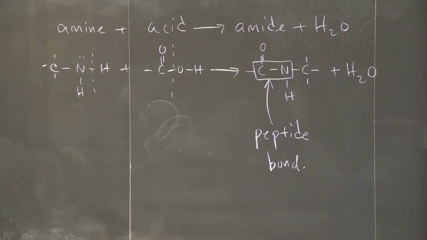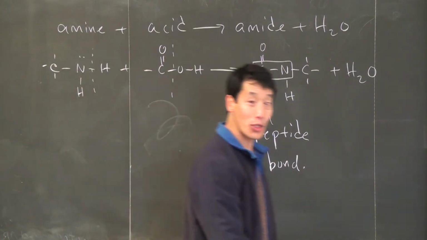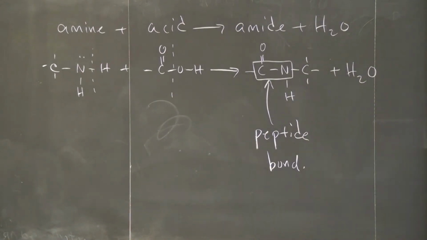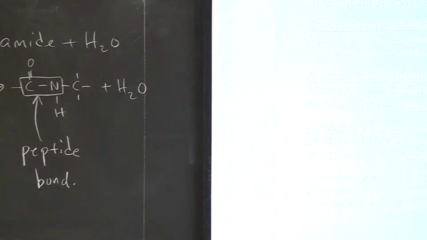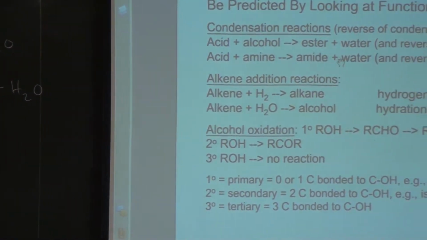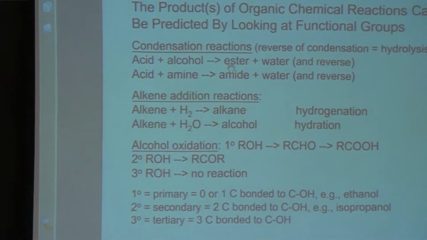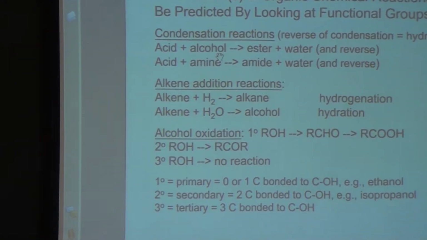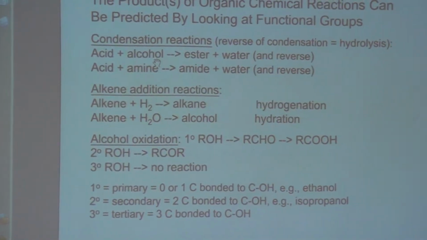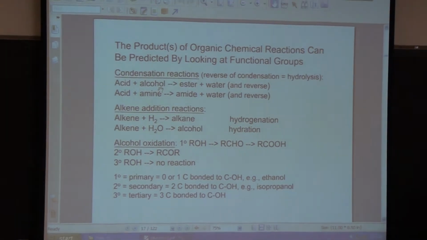Okay, so this is another example of a condensation reaction. Now, when the reverse reaction occurs, what is the name of that reaction? Okay, so when water reacts with the amide to form the amine and the acid, or when water reacts with an ester to produce an alcohol plus an acid, that's called a hydrolysis reaction.